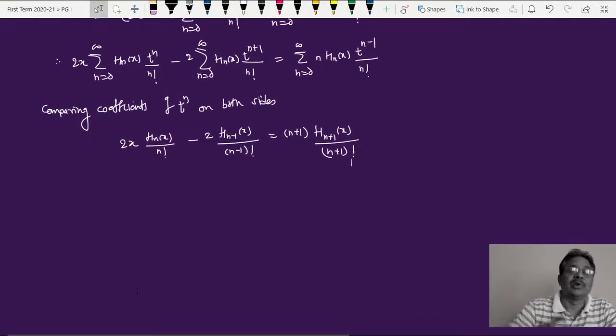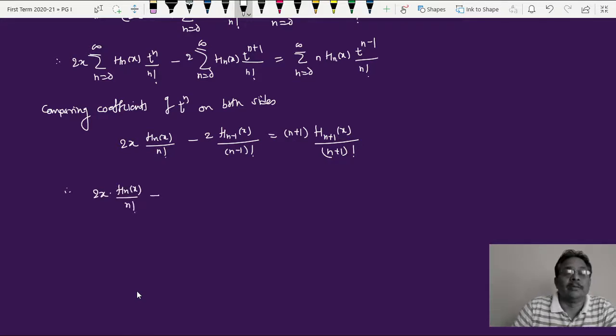Now I am making a small change there. Let's make one more small change in this. So let's write this to be twice x into h_n of x upon n factorial. Then I am writing here minus 2, now n factorial divided by, this is n factorial into n minus 1 factorial. See what I have done. I have multiplied numerator as well as denominator by n factorial, and this is h_{n-1} of x. This and this has been added there.